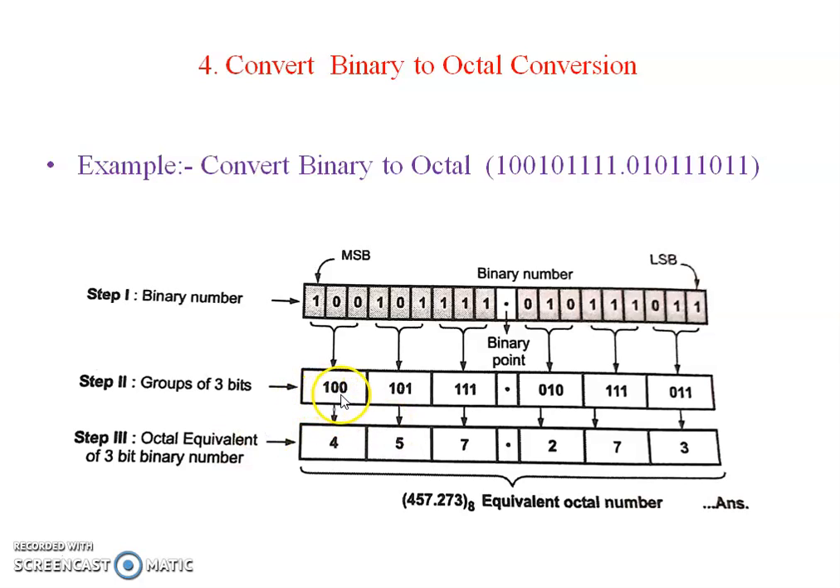So for 100, the octal digit is 4. For 101, it is 5. For 111, it is 7. So our last step is the octal equivalent of each 3-bit binary group. So our answer is 457.273 to the base 8. It means we have converted binary to octal.